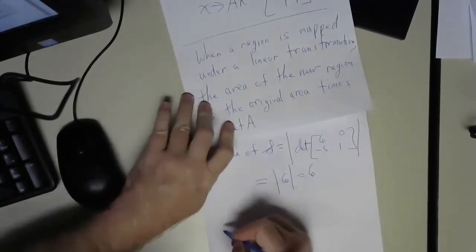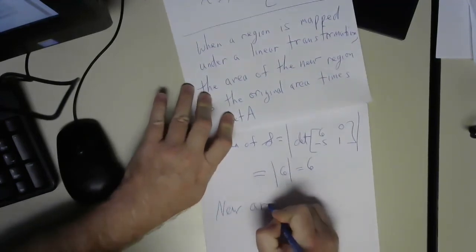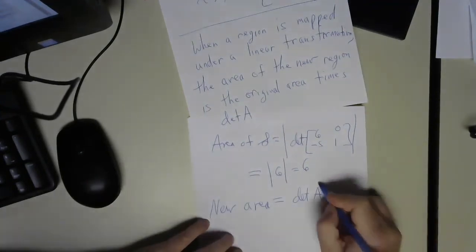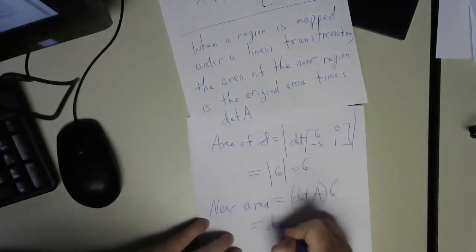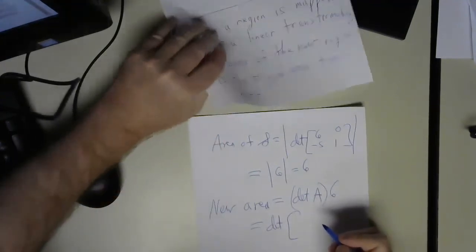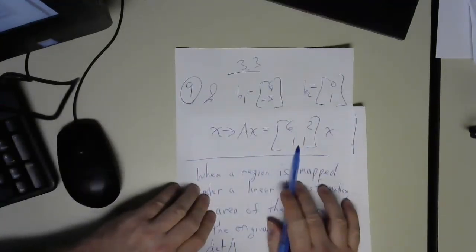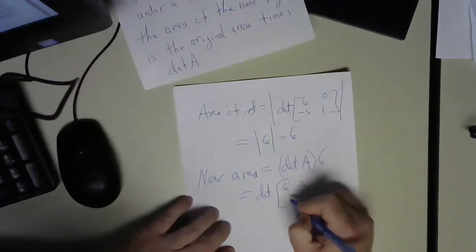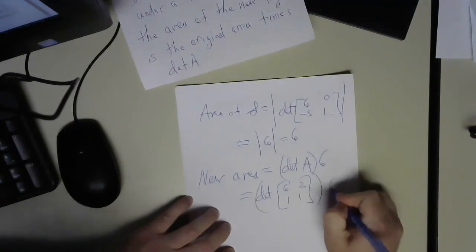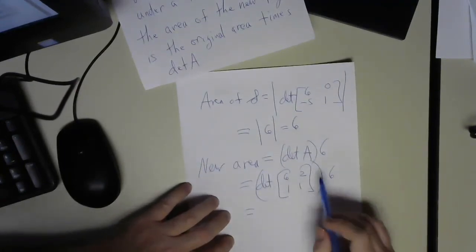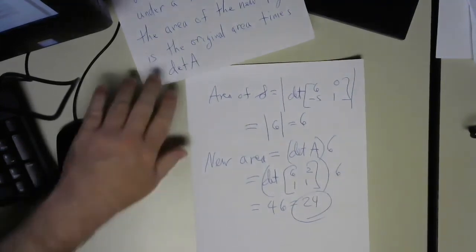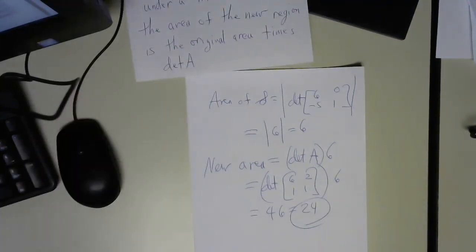But now the new area, it's kind of a nice little fact. It's just the determinant of that A times 6. And the A is the matrix we're using in the mapping, which is [6, 2; 1, 1]. So that's just going to be 6 minus 2. That's 4 times 6. Sounds like the new area is 24. So the linear transformation blew it up a little bit. It started out being area 6, and it blew up to 24.